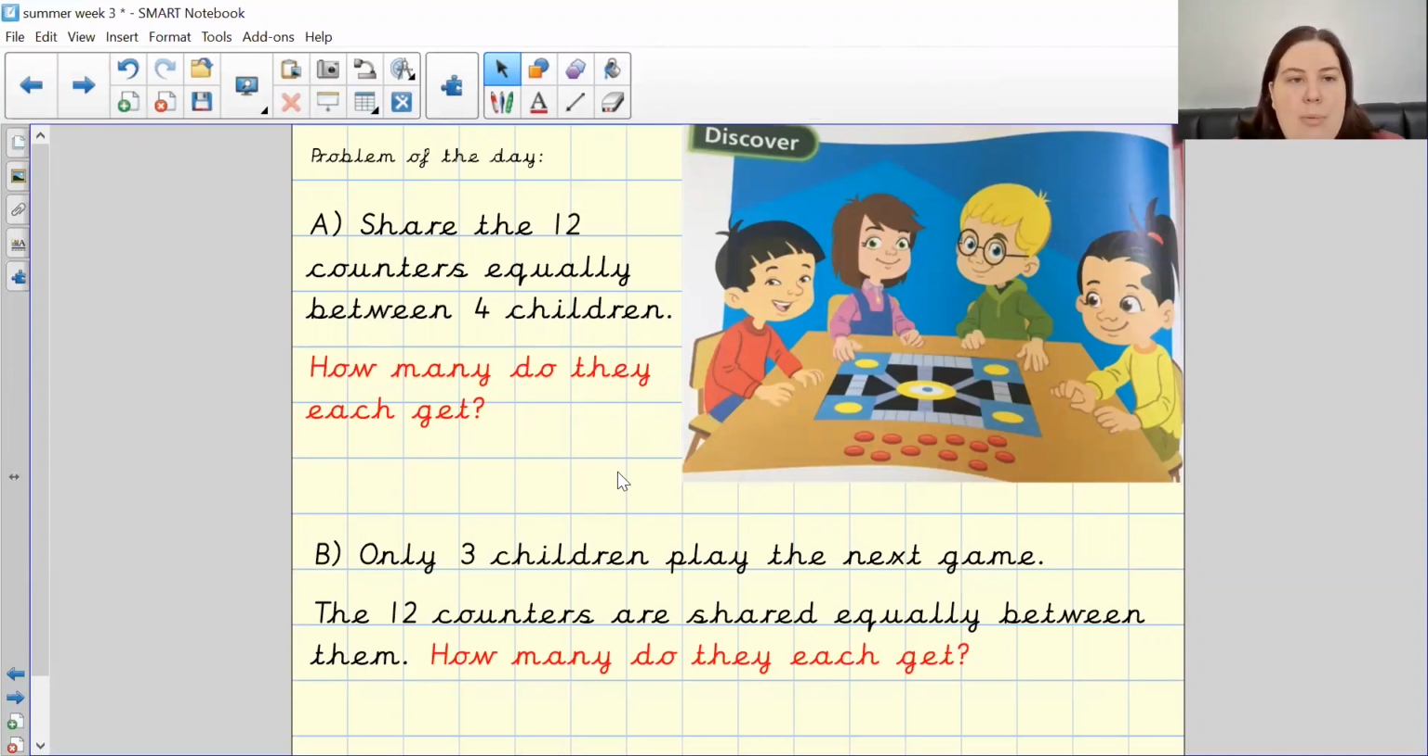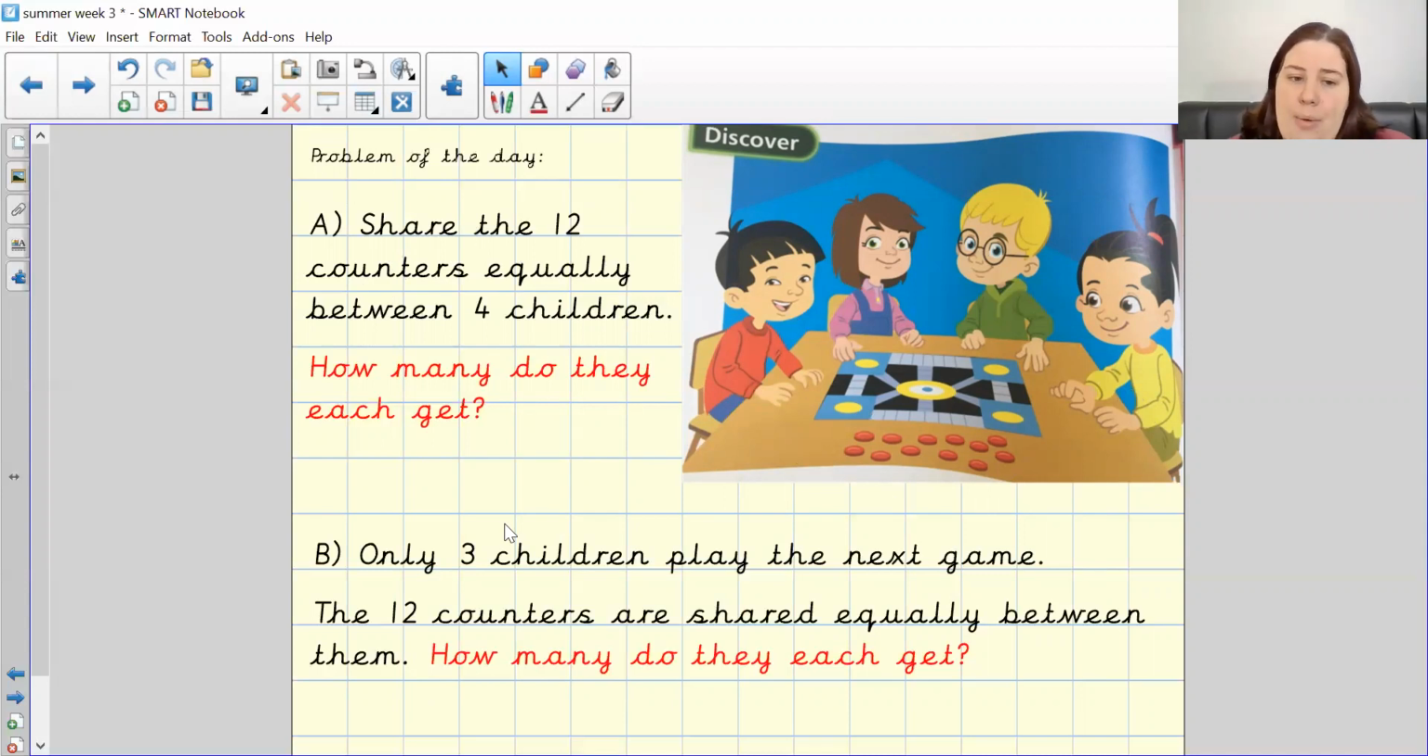So, our problem of the day today is about these children. They are playing a game, but the issue is that they don't know how many counters they each need. So question A is asking you to share the 12 counters equally between the 4 children. You can see the counters are down here and they need to be shared between these 4 children. How many do they each get?